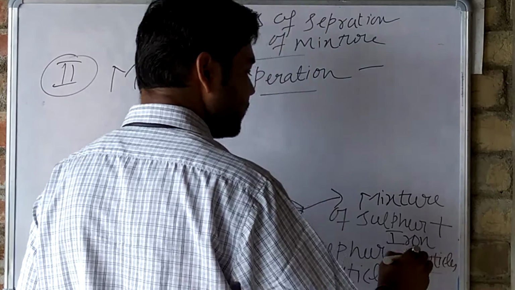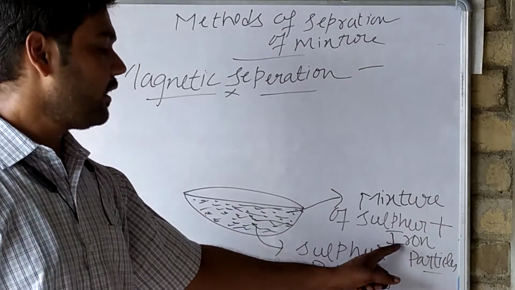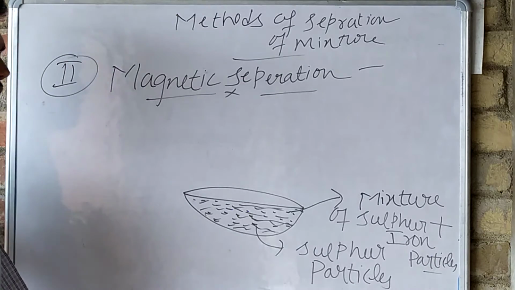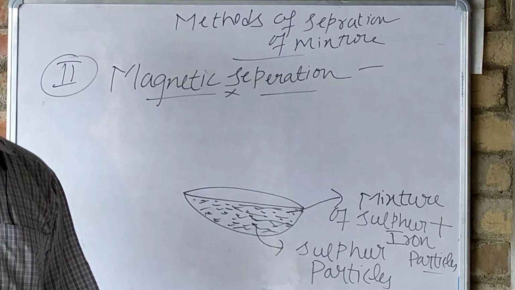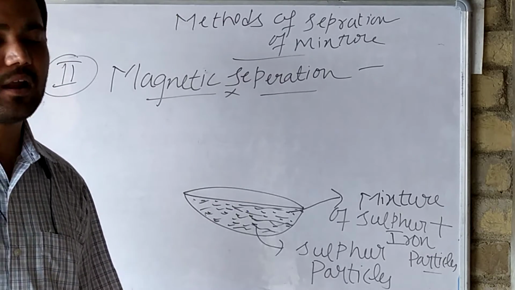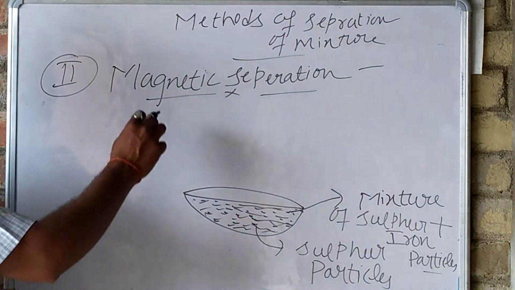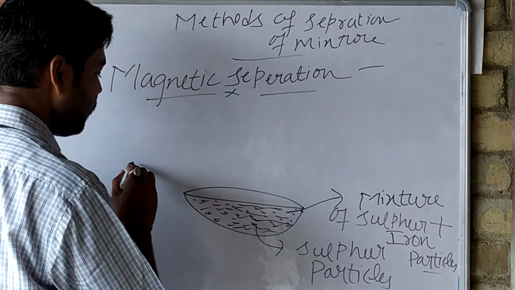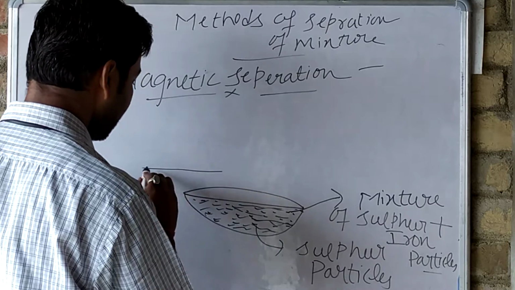This is the mixture of sulfur and iron particles. Now what we will do? We all know that a magnet attracts iron easily. Magnet attracts iron easily, so this is known as the magnetic separation method. What we have to do? We have to place a magnet.